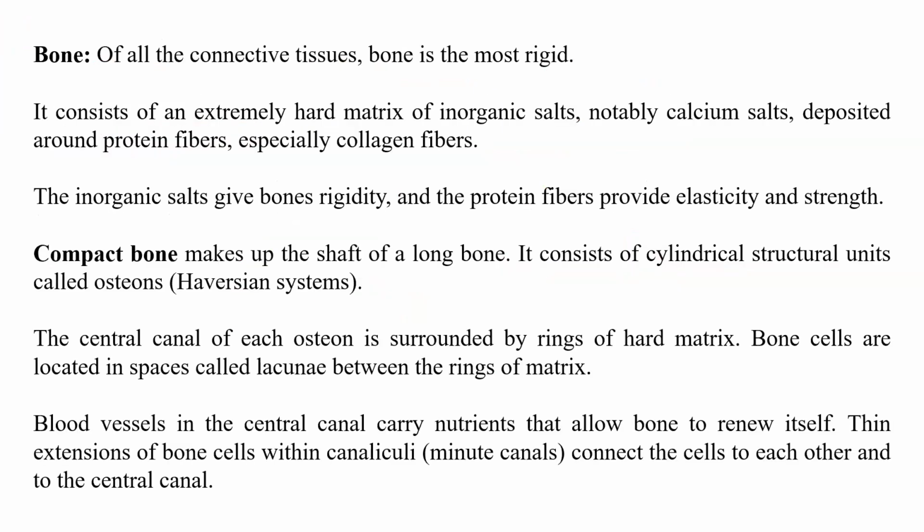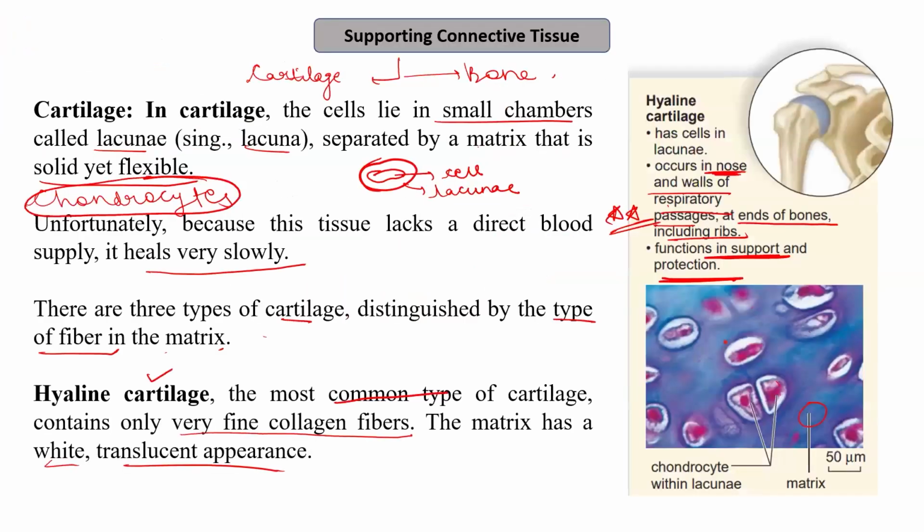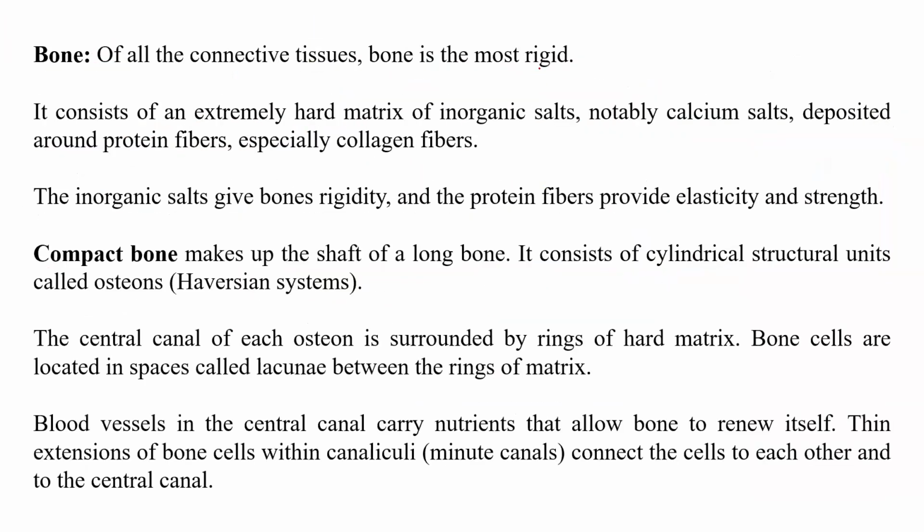So the next type of connective tissue is the bone. As I mentioned, the dense fibrous supportive connective tissue is of two types, the cartilage and the bones. Cartilage has specialized cells, chondrocytes, and it has protein fibers like elastic fibers or collagen fibers. The next type of supporting connective tissue is the bone. Of all the connective tissues, bone is the most rigid type.